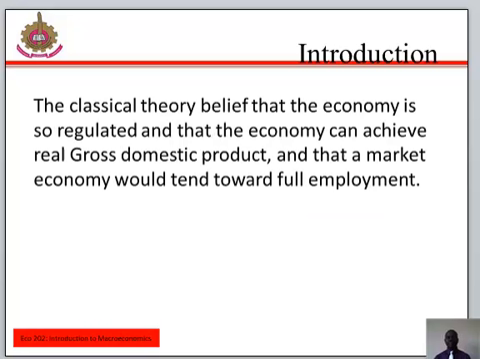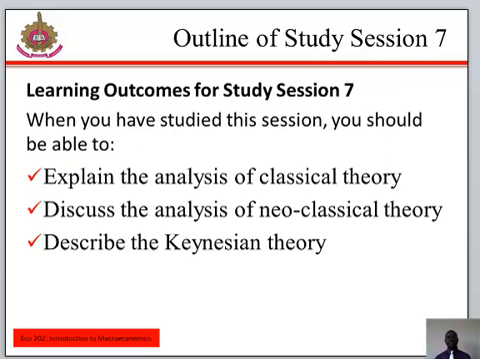Introduction. The classical theory believed that the economy is self-regulating and that the economy can achieve its natural level of gross domestic product, and that a market economy will tend towards full employment. In this study session, you will be introduced to the analysis of the classical, neoclassical, and the Keynesian theory of money, inflation, interest rates, output, and employment.